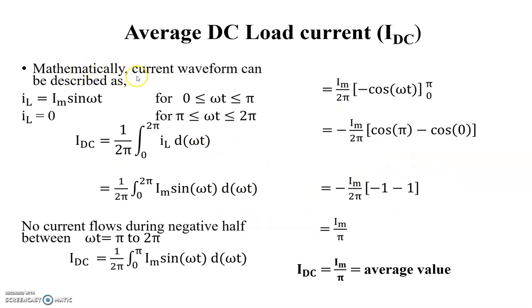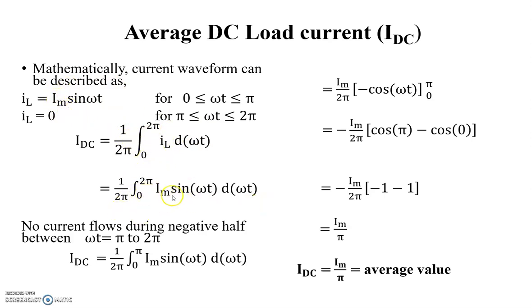Mathematically, the current waveform can be described like this. IL is equal to Im sin omega t for omega t between 0 to pi, and IL is equal to 0 for omega t from pi to 2 pi. So IDC is nothing but 1 by 2 pi integral from 0 to 2 pi of IL d omega t. You know this IL value for this half-wave rectifier, so substitute that.